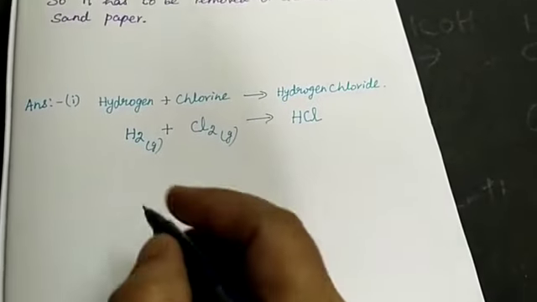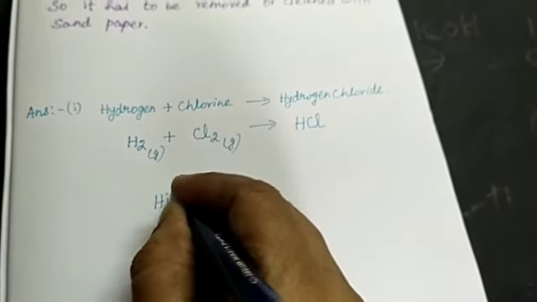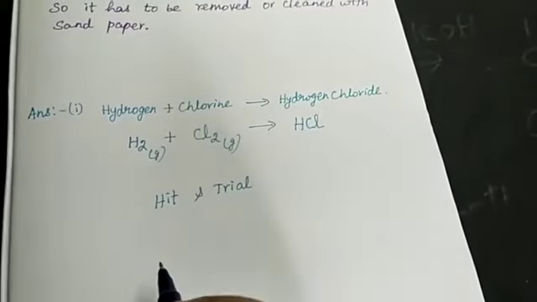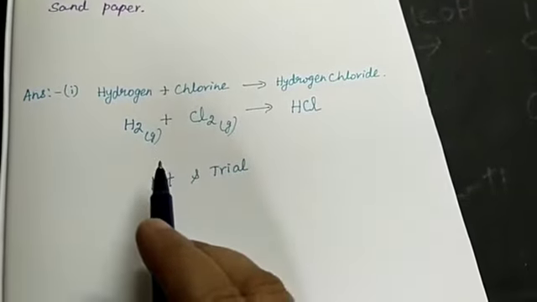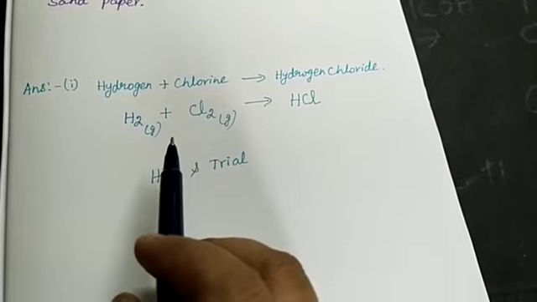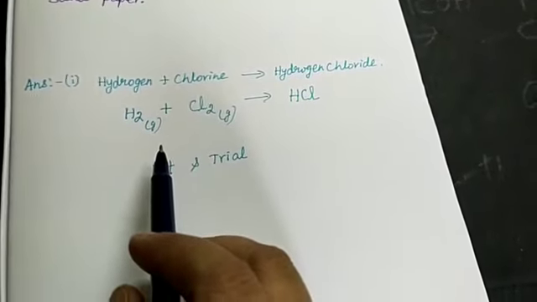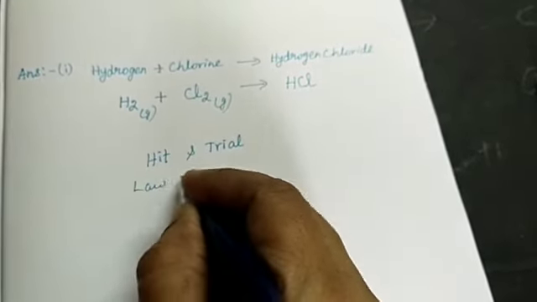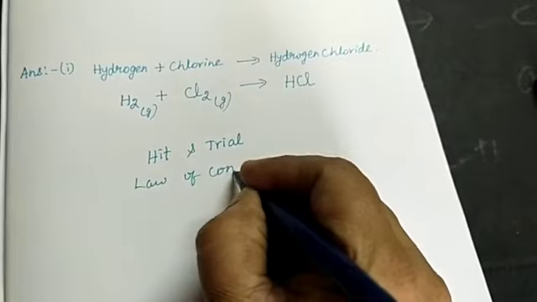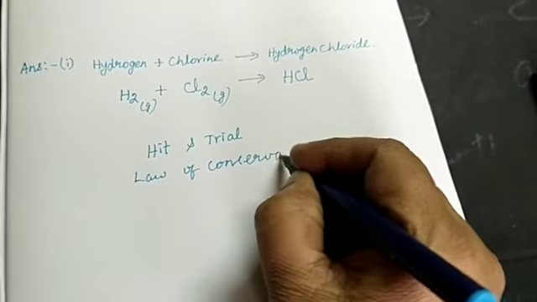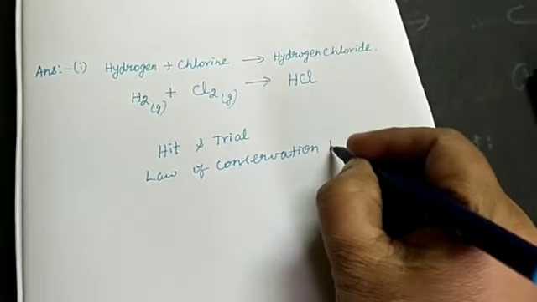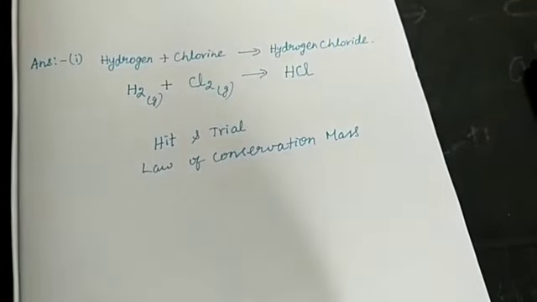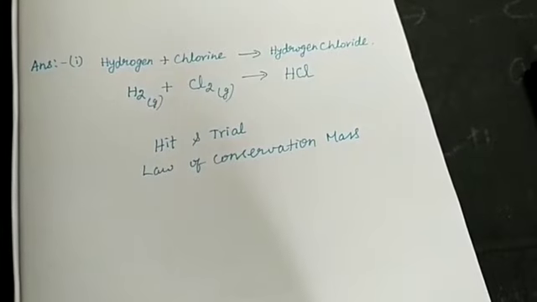For balancing of equation, the method used is hit and trial. Why do we want to balance each and every equation? Because of the law of conservation of mass. In order to satisfy the law of conservation of mass, we have to balance each and every equation. According to this law, mass can neither be created nor be destroyed. So now we will try to balance.